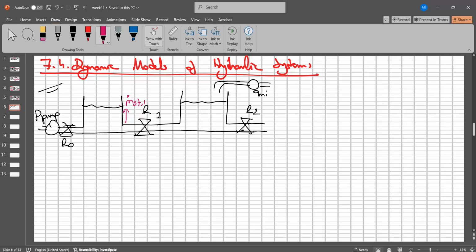So we can define MST1 dot, because it's the first tank. Secondly, we should write MST2. This is the second tank. Okay? And so we have the A1 and A2 in here. This is the area of the tank, and also we can say this is the H1, this is the H2, right? Because it's the height of the volume.